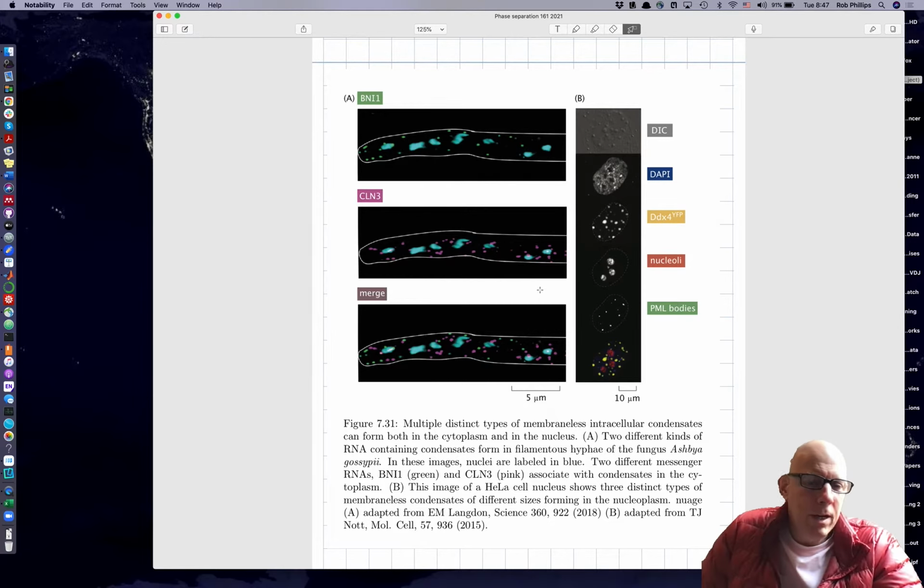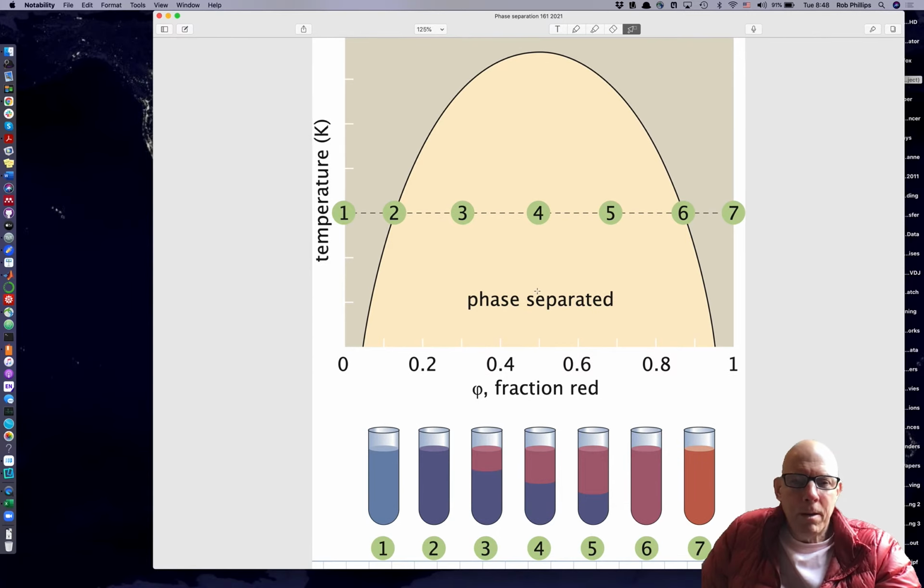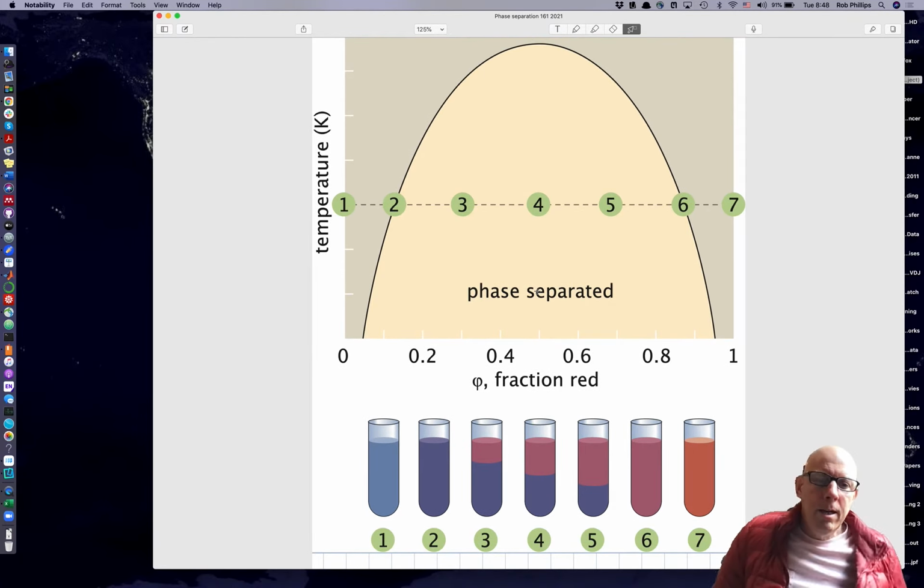So, very, very cool, very interesting. And then on the right is an image of a HeLa cell nucleus showing 3 distinct types of membraneless condensates of different sizes forming in the nucleoplasm. And you can see the nucleoli and the PML bodies and so on. So I'm just trying to point out, this is really to whet your appetite. You can look up these 2 papers, and Amy Gladfelter does really interesting stuff. I'm hoping and imagining that there's probably a video of her online talking about some of the beautiful things that she's done.